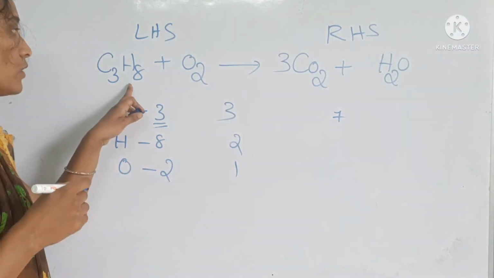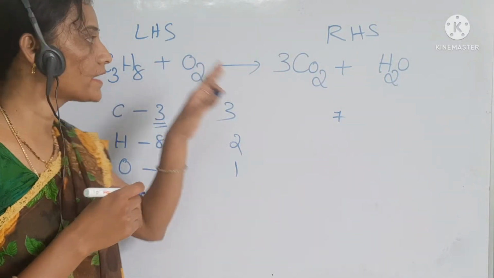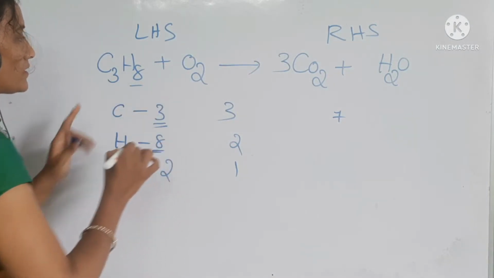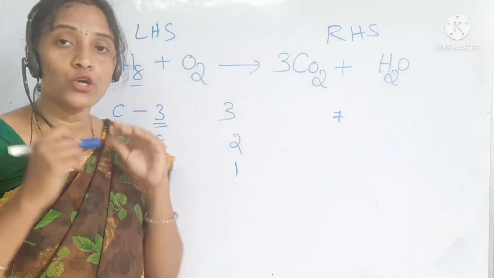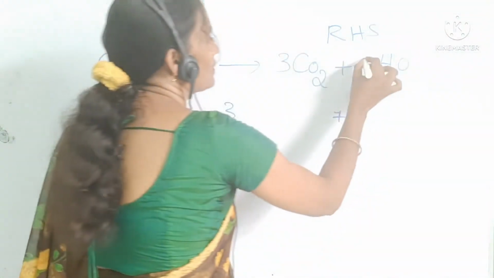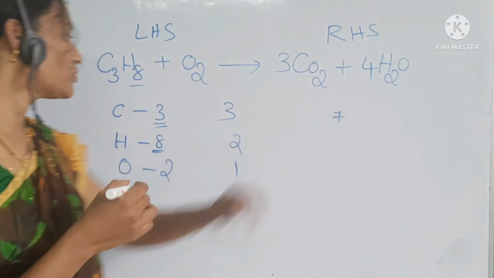Don't touch it. Now you can try to balance the hydrogen atoms on the reactant and product sides. On the reactant side, 8 hydrogens are there, so you can add coefficient 4 to the water molecule on the product side. So how many hydrogens will you get?